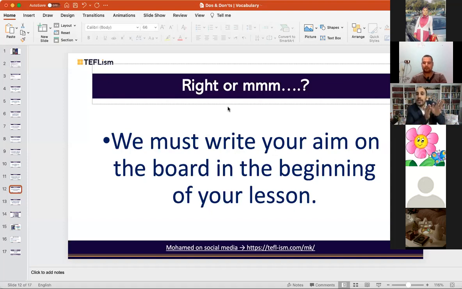So I didn't write the aim in the beginning. I just wrote one word, which is vocabulary, on the board, and I used it as a wrap-up or a recap on the lesson. But if you write the word vocabulary in the beginning, it's okay. Listen to your supervisor, listen to your coordinator, please do not challenge them.